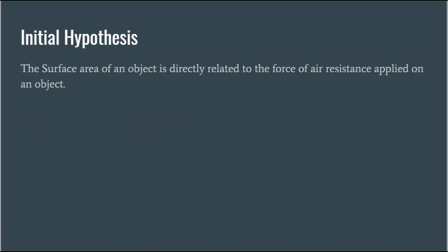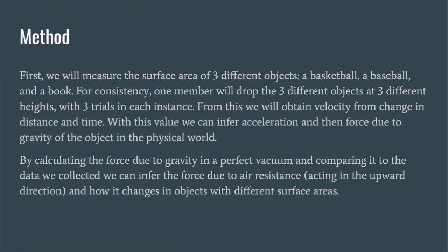For our initial hypothesis, we thought the surface area of an object is directly related to the force of air resistance applied on that object during its descent. And for our method, we were going to measure the surface area of 3 different objects, a basketball, a baseball, and a book. And for consistency, one member, Yosmanni, will drop the 3 different objects from 3 different heights with 3 trials at each height, totaling up to 9 descents per object.